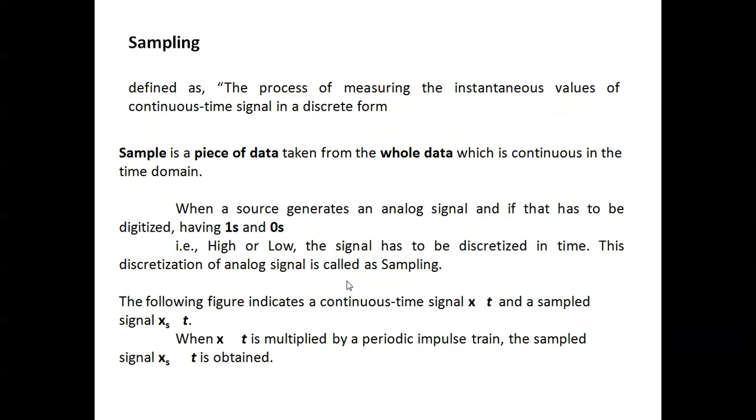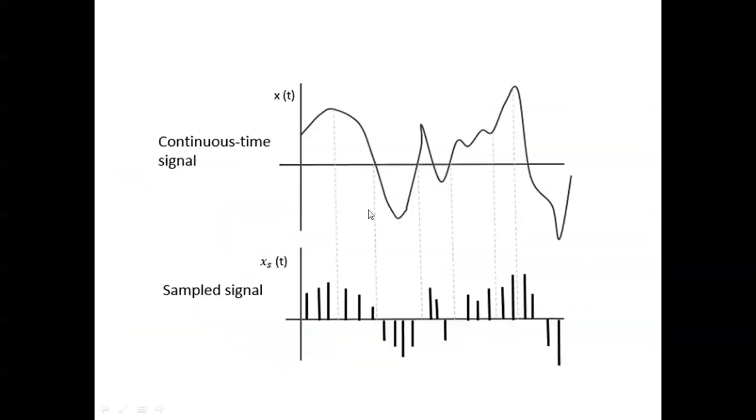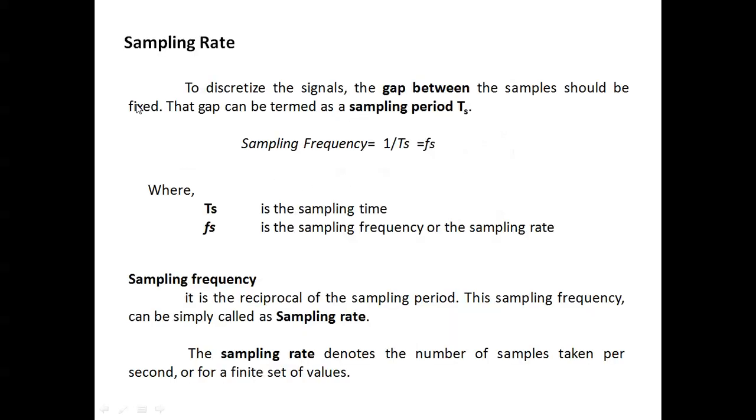A sample is a piece of data taken from the whole data. This is continuous in time. When a source generates an analog signal, it is digitized into ones and zeros. In the following figure, we have the continuous time signal x(t) and the sampled signal x(nT). This is the continuous time signal and this one is the sampled signal for that continuous time signal. They are taking the samples from these signals. So this is the sampling rate.